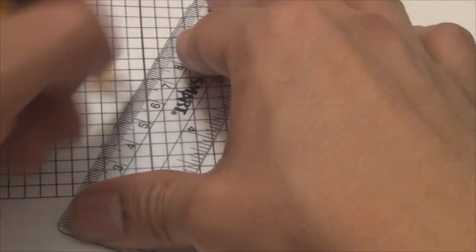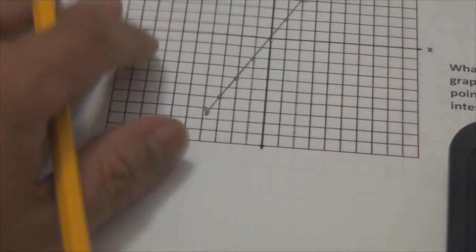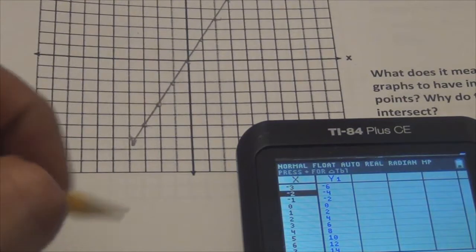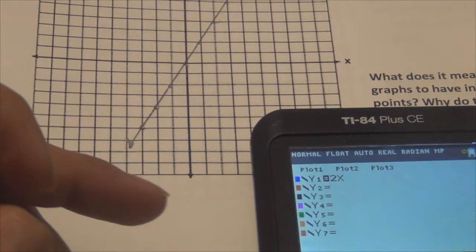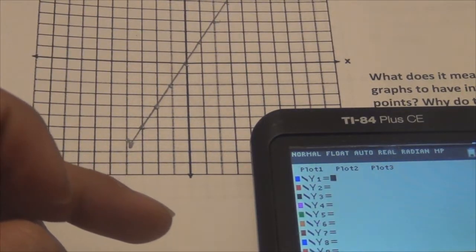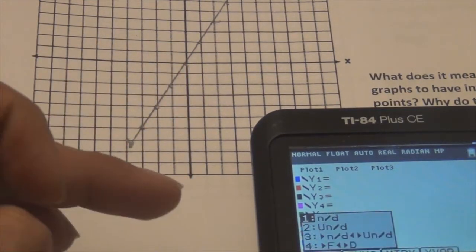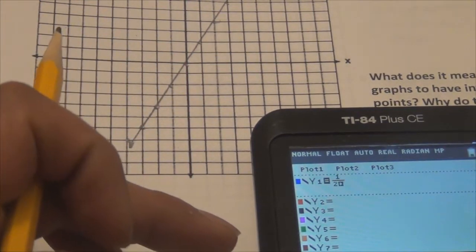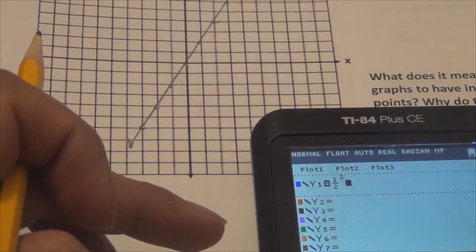Now remember, make a table of values. Because I already have the graph right here, I can use the calculator to show the values, and you make a little table of values from the values that you get on the calculator. All right, the next one was going to be a half x squared. I have x squared. There you go.